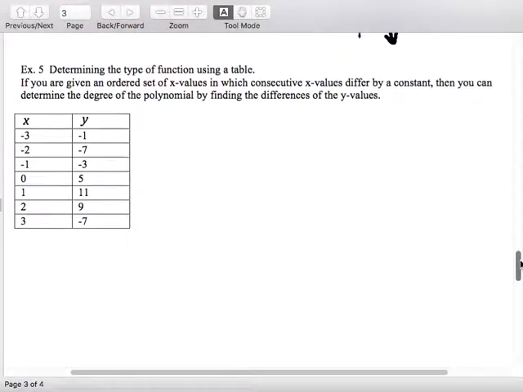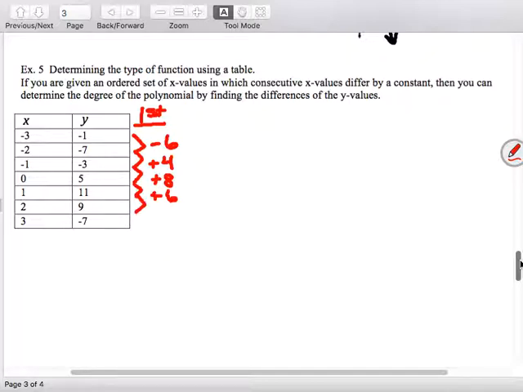All right, then let's look at example 5. It says you can determine the type of function you have using a table. And what you do is you do consecutive differences, okay? And what I mean by that is, we're going to call this the first set of differences. From negative 1 to negative 7, didn't that go down 6? From negative 7 to negative 3, that went up 4. From negative 3 to 5, that went up 8. From 5 to 11, that's up 6.